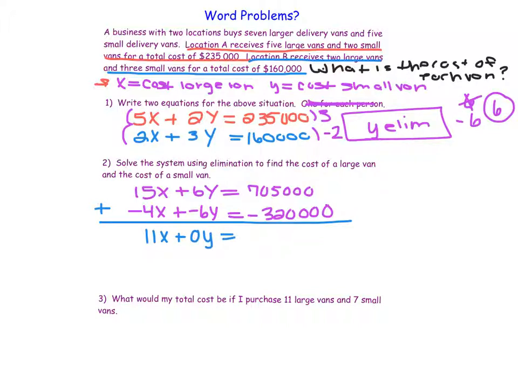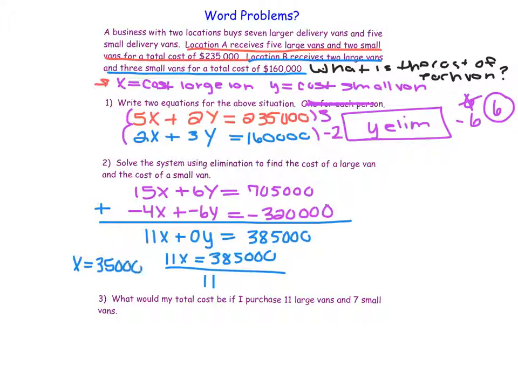And then I have 705,000 minus 320,000, which leaves us with 385,000. So really here I have 11x is equal to 385,000. If I divide that by 11, I find that x is equal to 35,000. Now we need to think about what x represents in the context of this problem, and x is the cost of a large van. So what this is telling me is that the cost of a large van is $35,000.